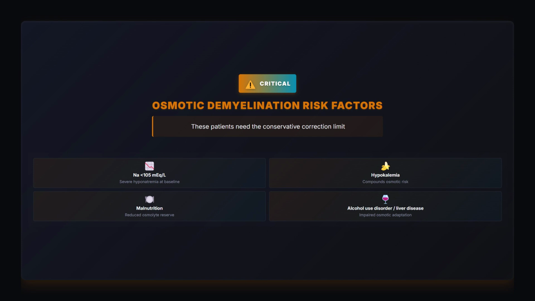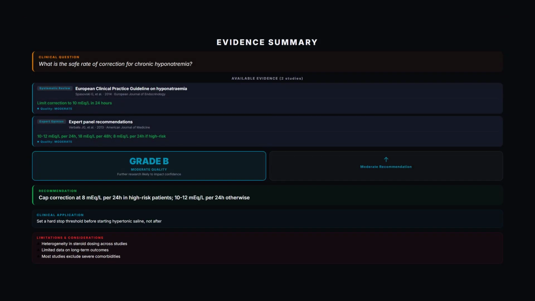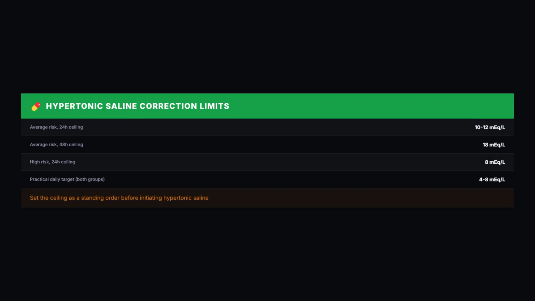The European guideline and the American expert panel converge on similar limits through slightly different reasoning. Both cap correction around 10 to 12 milliequivalents in the first 24 hours. The American panel adds an 18 milliequivalent 48-hour ceiling and drops to 8 milliequivalents in 24 hours for high-risk patients. In practice, write the correction limit as an order before you start treatment, not after.